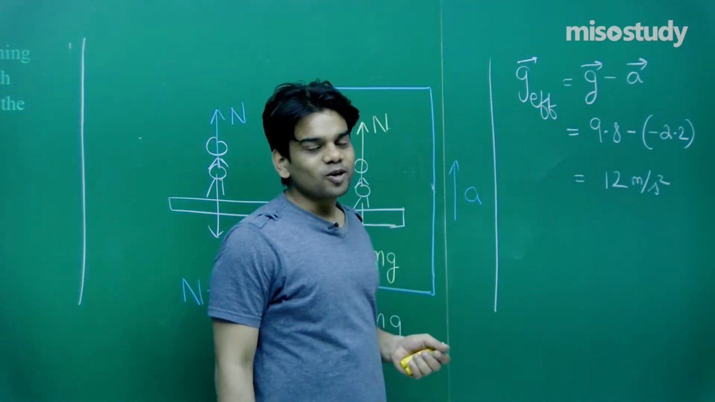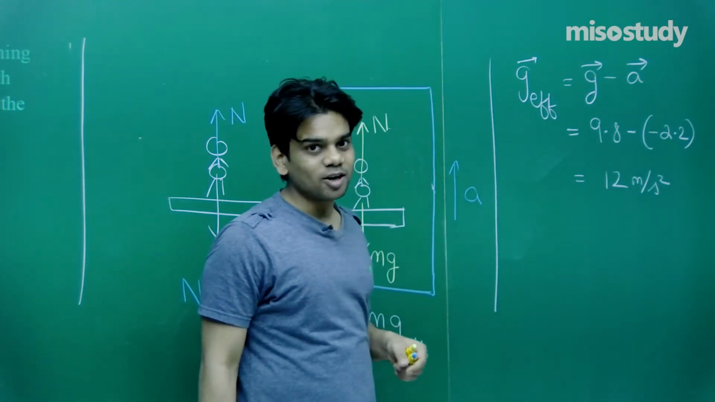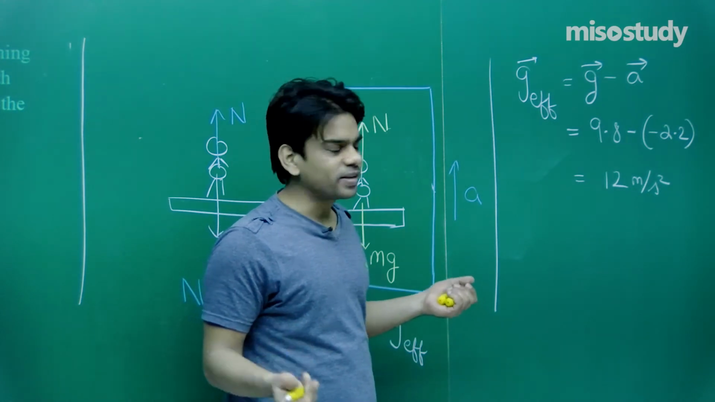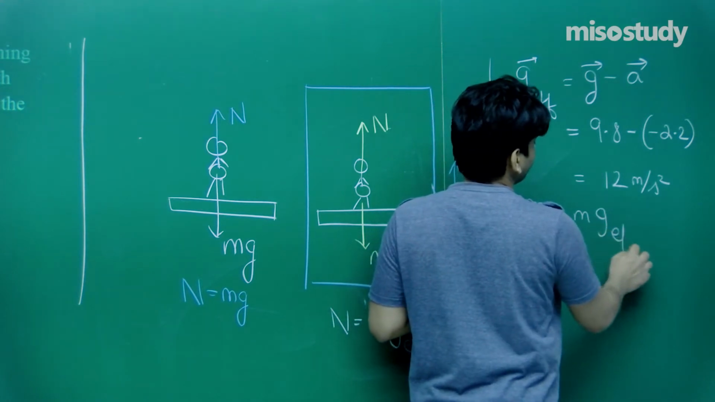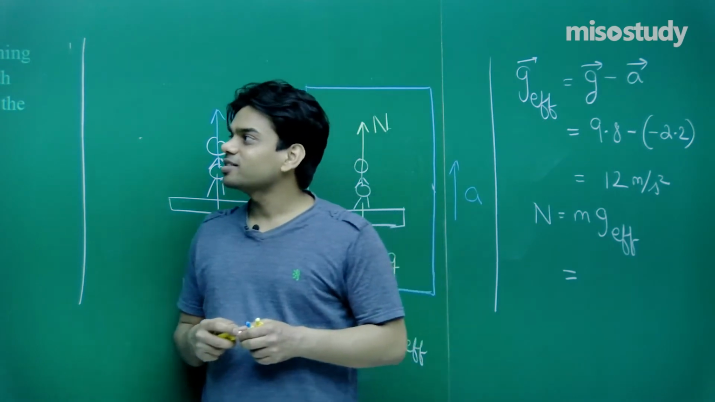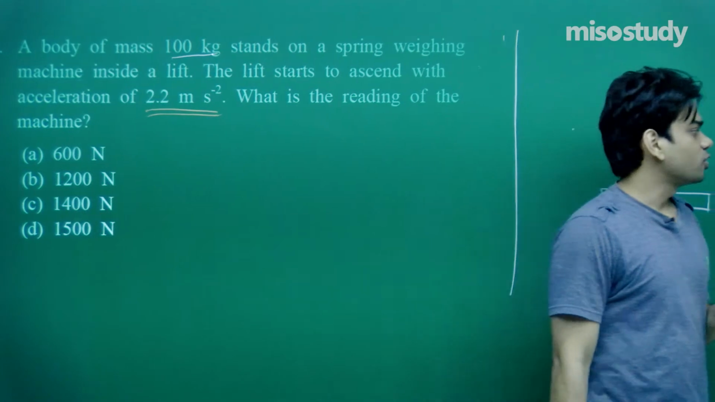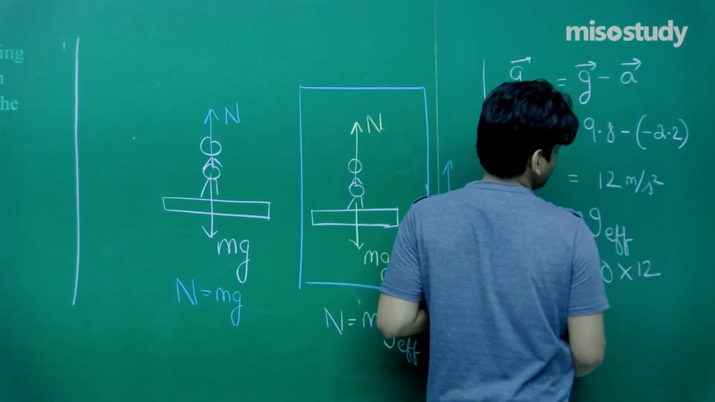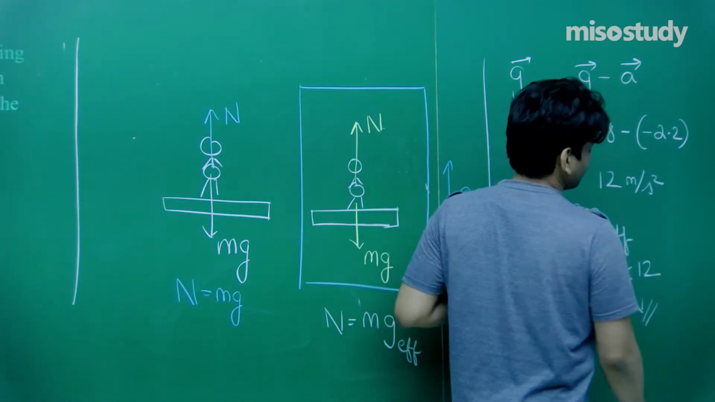So we got the effective value of G working on this man, which is 12 meter per square second along the downward direction. The normal reaction will have the same magnitude as m G effective, so we write normal reaction as m into G effective. The mass is given as 100 kg, you all can see this. Substituting mass 100 and G effective 12, it turns out to be 1200 Newton. The right answer is 1200 Newton.